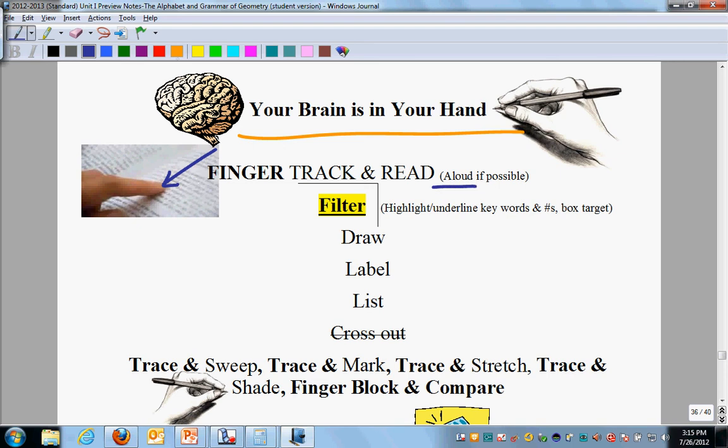Step 2, you're going to filter problems, physically filtering by highlighting or underlining keywords and phrases. Next, these 4 steps go together. You draw, label, list, cross out. Draw, label, list, cross out. Draw, label, list, cross out.